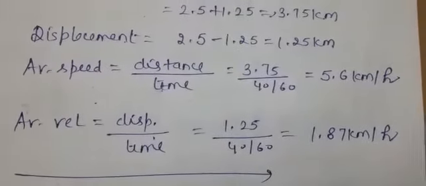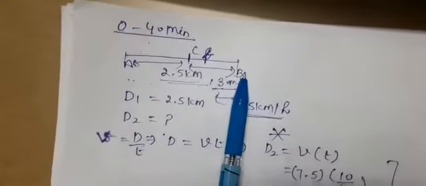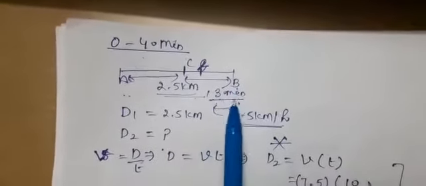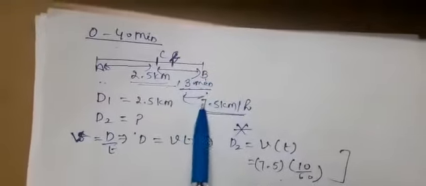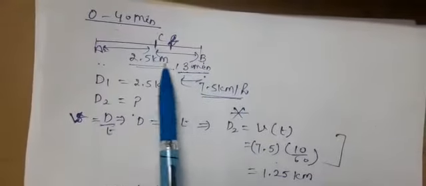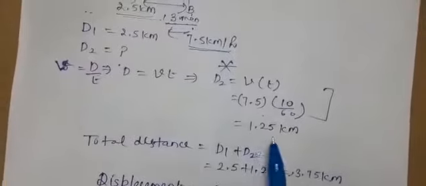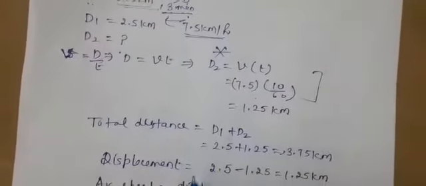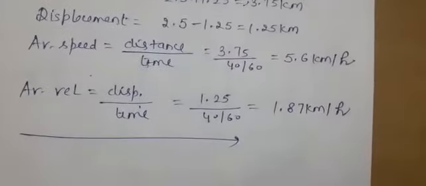So this is the main step which you have to follow. As in this case, the main point which you have to understand is that when going from A to B, distance was covered within a time of 30 minutes. Now as the total time is 40 minutes, within the next 10 minutes with speed of 7.5 kilometer per hour, what will be the distance covered? That we have calculated. This is 1.25. So we have calculated total distance, displacement and average speed and velocity as per the formula.